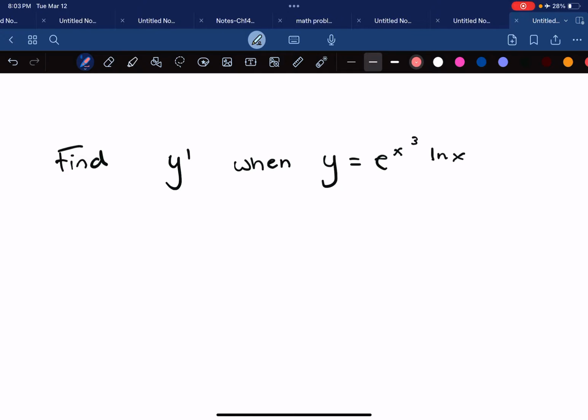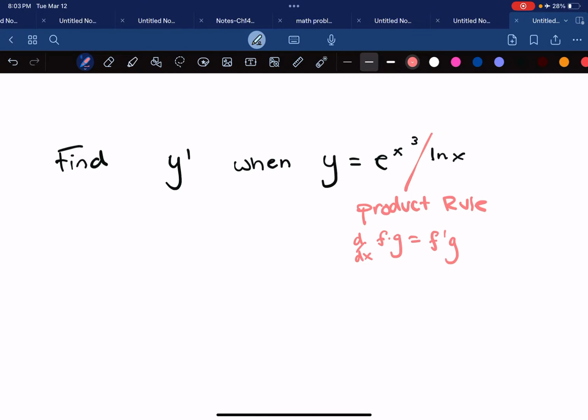So I have two different functions that are being multiplied. So I know that I'm going to need a product rule here. And I know the product rule is, when I have two functions multiplied by each other, I have the derivative of the first function times the second function plus the first function times the derivative of the second function. So I'm going to have to use the product rule.